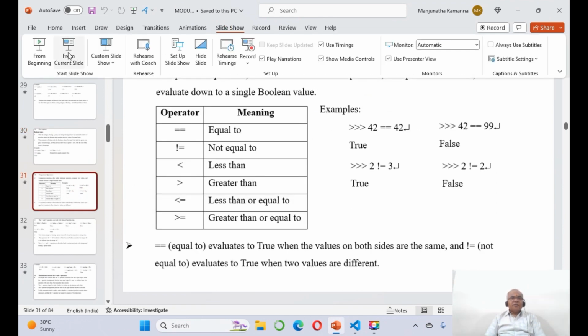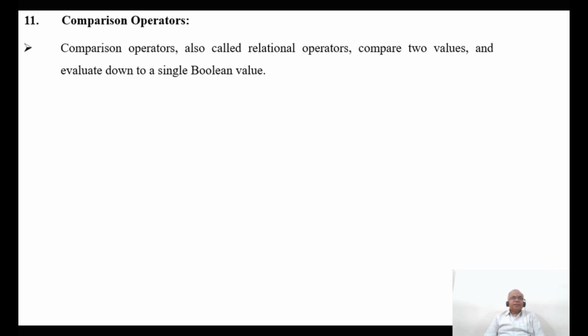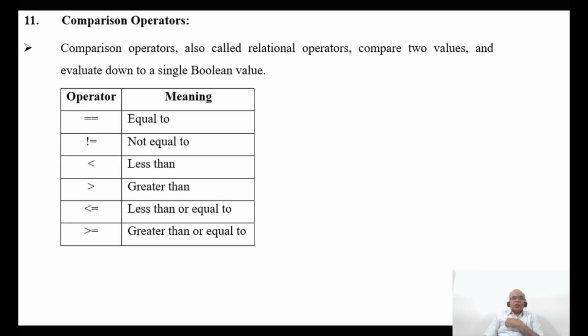Now we will go further with the comparison operators. What is a comparison operator? Comparison operators are also called relational operators. As the name indicates, whenever you want to compare, you must have two values and evaluate them down into a single Boolean value, which means it can be true or false. These are some of the symbols used as operators: equal to, not equal to, less than, greater than, less than or equal to, and greater than or equal to.